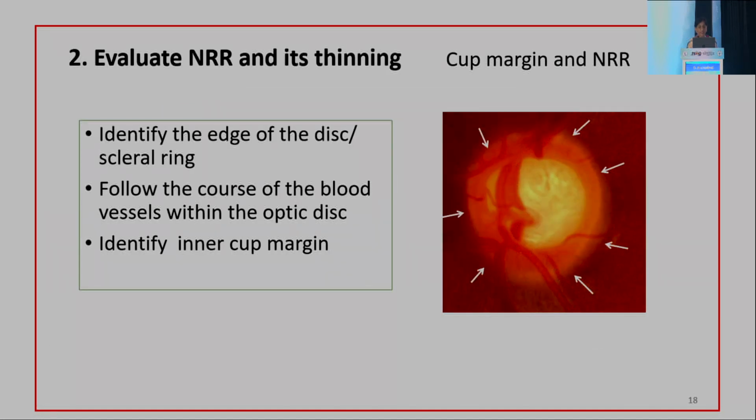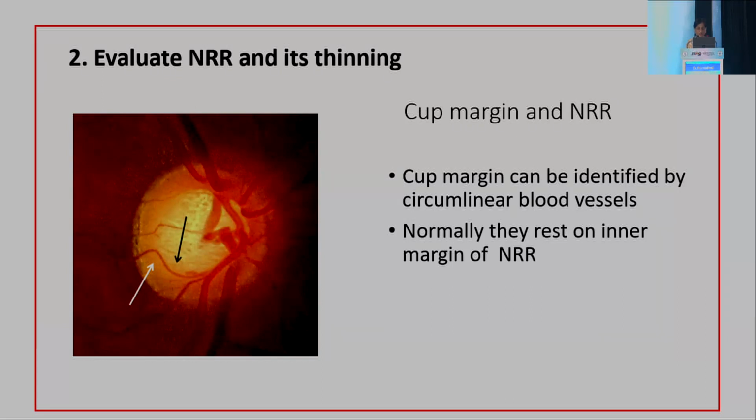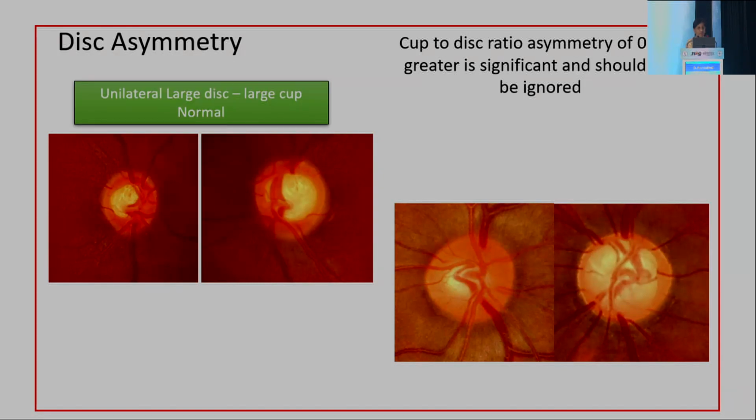Now identify NRR and thinning. You need to identify the age of the disc, follow the course of the blood vessels, where they cross the NRR, and identify the inner margin of the cup. Similarly, again, identify where the vessels traverse the optic nerve and identify the disc margin and NRR. Circumlinear vessels are usually on the inner margin of the NRR, and here it is easy to find out where the NRR ends.